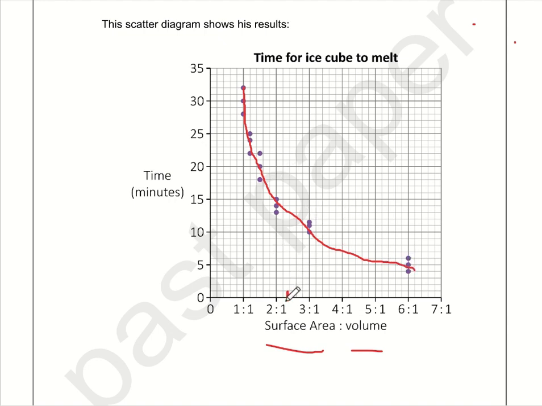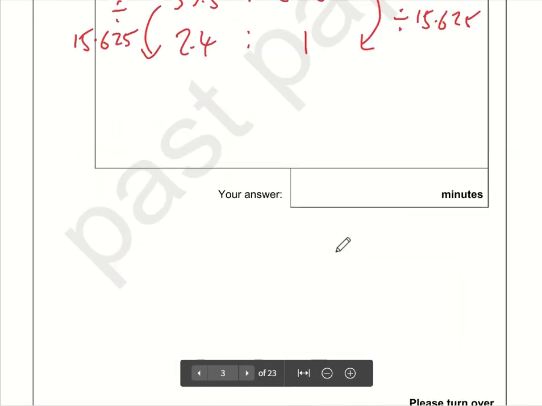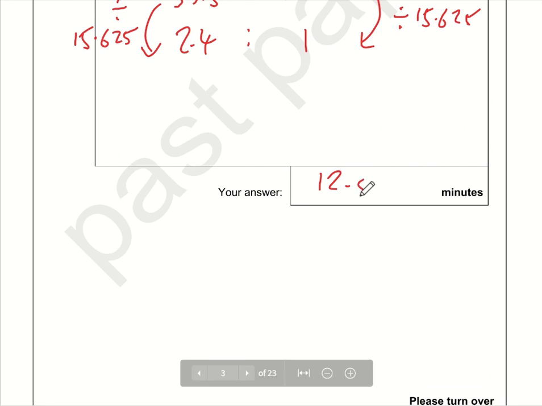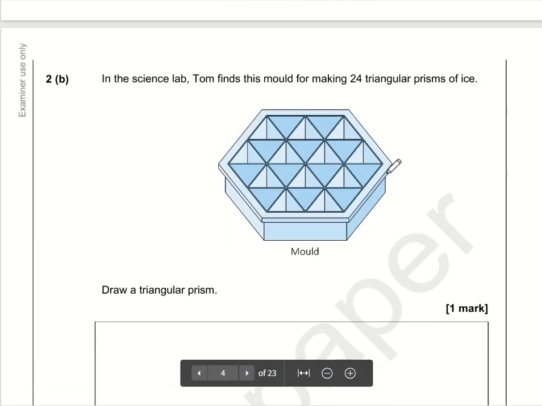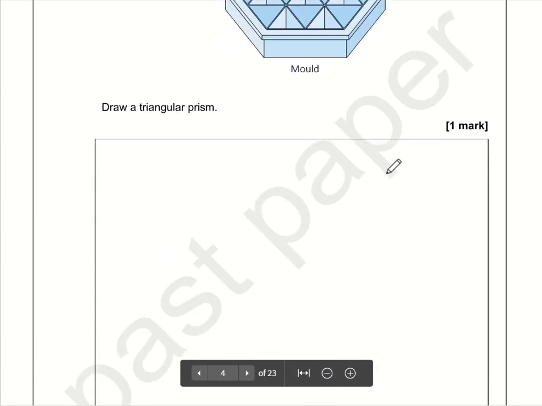So let's go to 2.4. Going up at 2.4, we are going to take a reading. So maybe this should have been a bit lower. I would say it's halfway between 10 and 15, so therefore 12.5. So 12.5 minutes. Moving on to part B, draw a triangular prism.